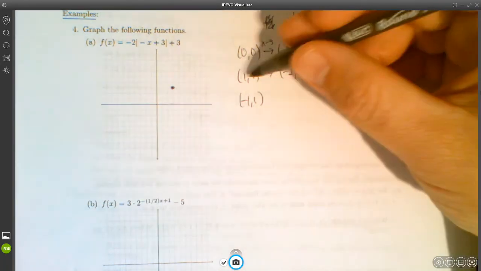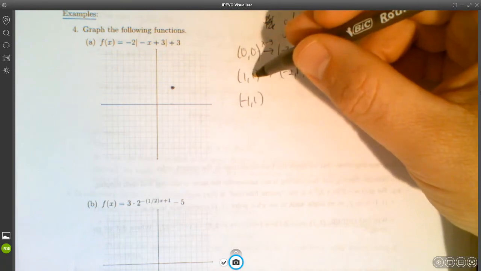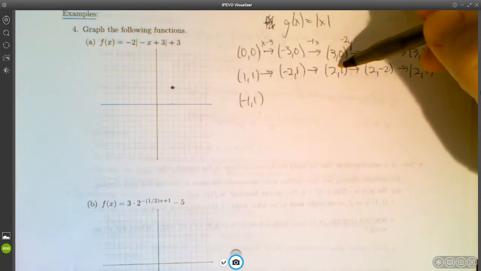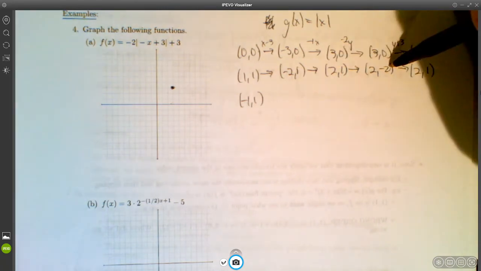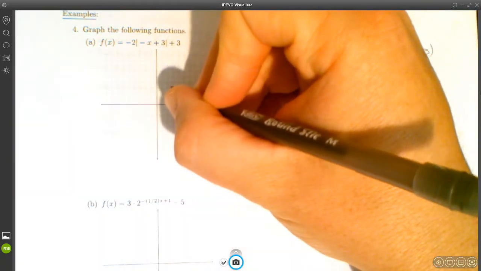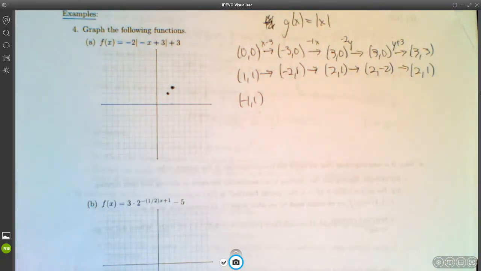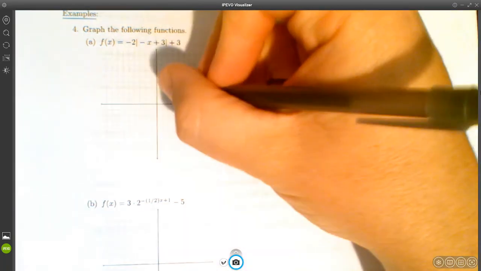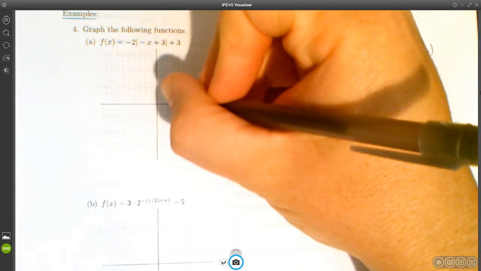Is that right? Hold on a second. 1, 1. Subtract 3, multiply by -1. Multiply by -2. Yeah. And then add 3. Yep, so you end up at 2, 1. Something's not lining up about this because, oh, that's because that's 2, 2. 2, 1 is right there.